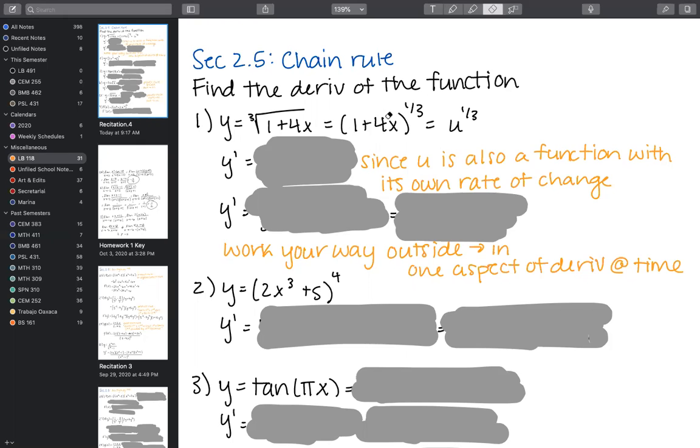Because this function has its own derivative, u prime, this function on the inside, we're going to call it u for the purposes of breaking it down and understanding it.